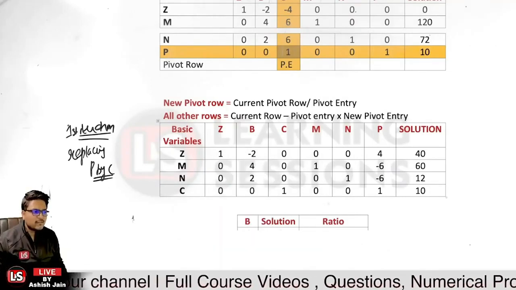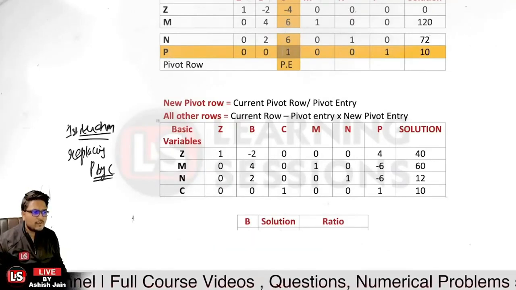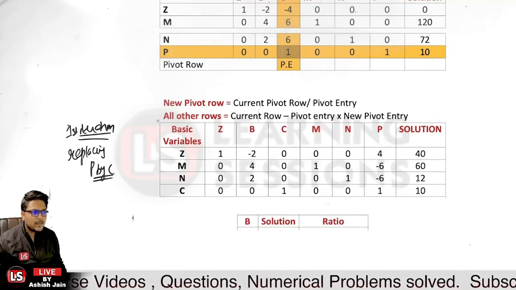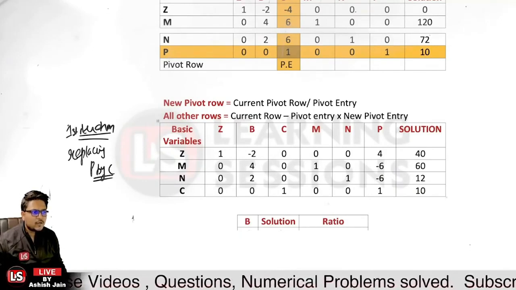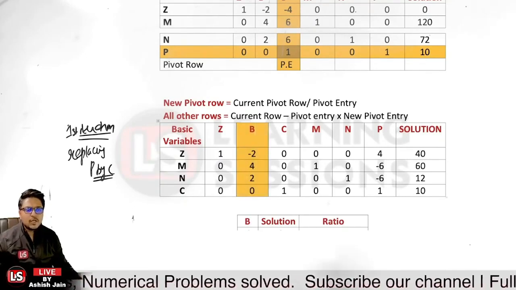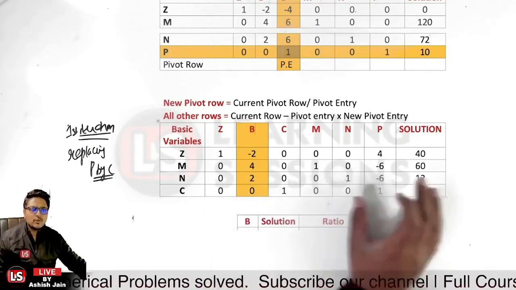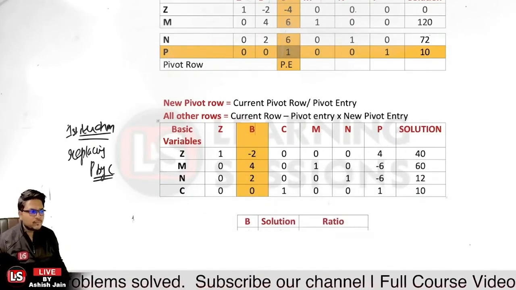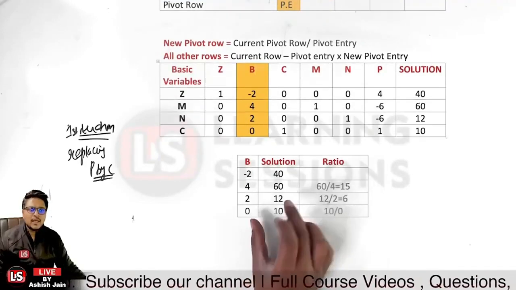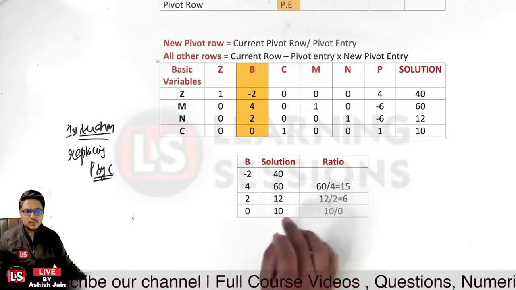So the negative sign will be forming what? We will be selecting this particular column over here. So first of all, we'll be selecting this particular column. And further, for this particular column, we'll be looking at the solutions in the same manner we did before. For all the solutions we just wrote over here, we'll be finding the ratio.